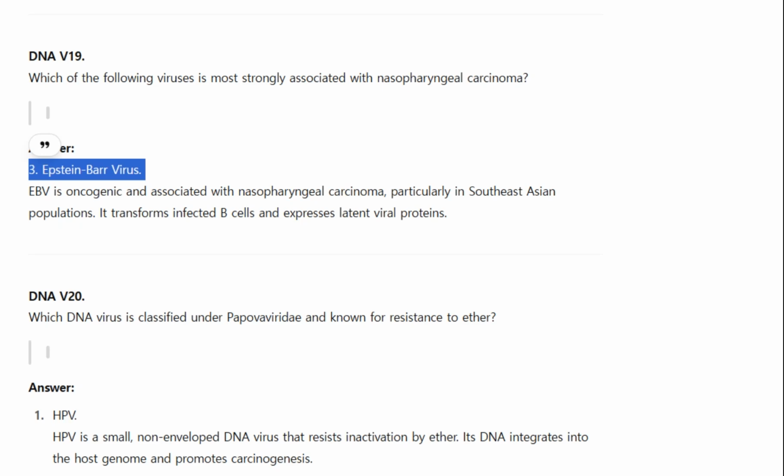DNA V20. Which DNA virus is classified under Papovaviridae and known for resistance to ether? Answer 1. HPV. HPV is a small, non-enveloped DNA virus that resists inactivation by ether. Its DNA integrates into the host genome and promotes carcinogenesis.